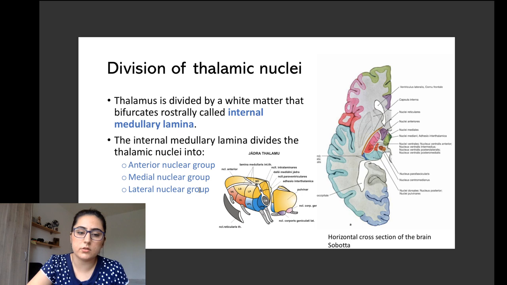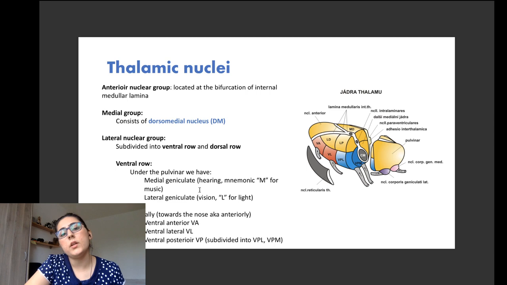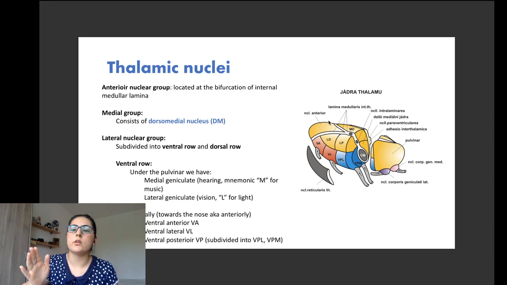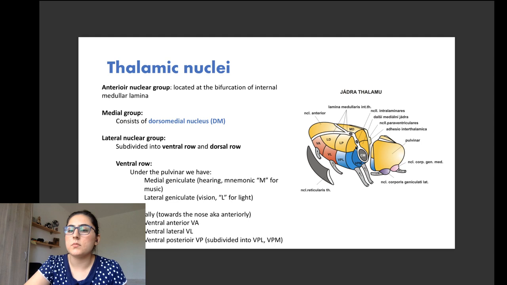Now, let's talk about the parts. We know that the anterior nuclear group consists of the anterior nuclei. Simple, easy, done. But you should also mention that the internal medullary lamina bifurcates over here, so it kind of borders my anterior nucleus sometimes. Furthermore, what's the medial group? The medial group consists of this guy over here, my dorsal medial nucleus. That's all there is. Things get a bit tricky on the lateral side.